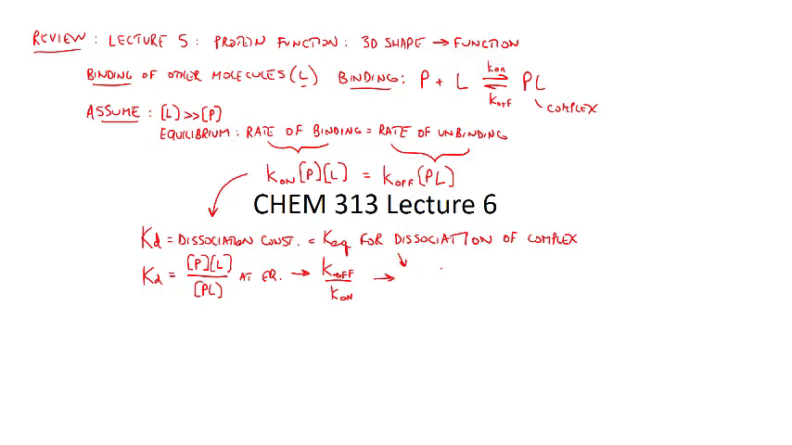Now we care about Kds an awful lot because a Kd measures the strength of binding. If you have a lower Kd, that implies stronger binding. And vice versa, a higher Kd means you have weaker binding.